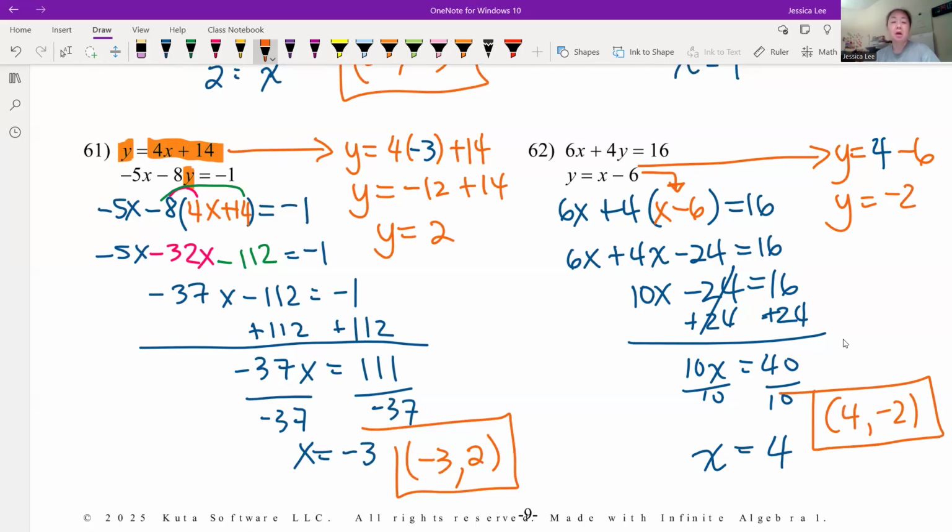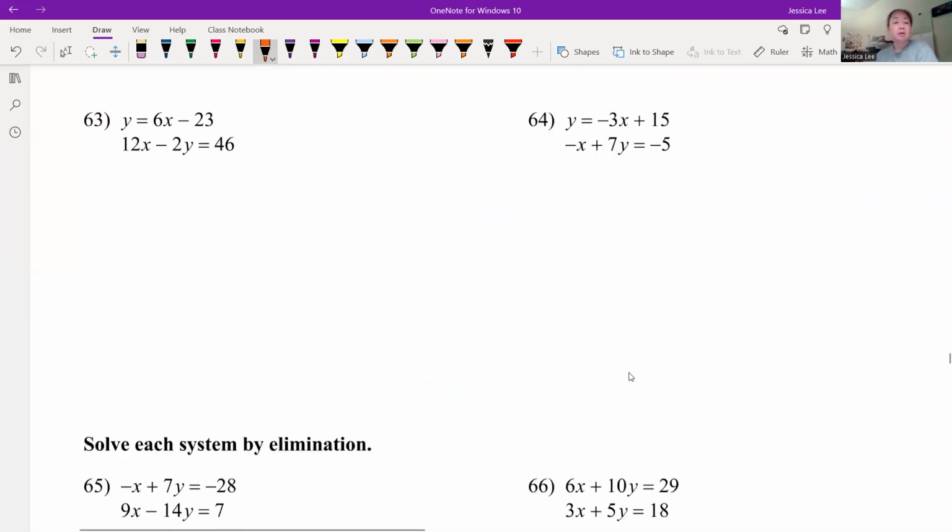Yay! Happy days. All right, two more problems like this, and then we're going to go into elimination. So let's take a look. We're just subbing it in, and we got 12x minus 2 instead of y. We're going to put in something. What are we putting in? We're going to put in this guy right here in for y. So it's going to be 6x minus 23.